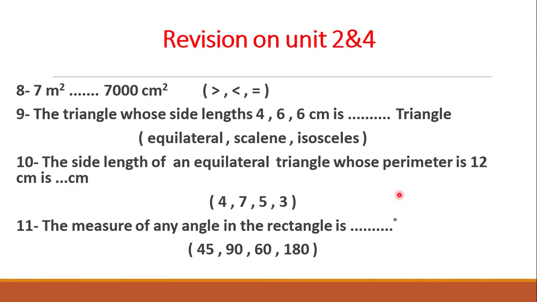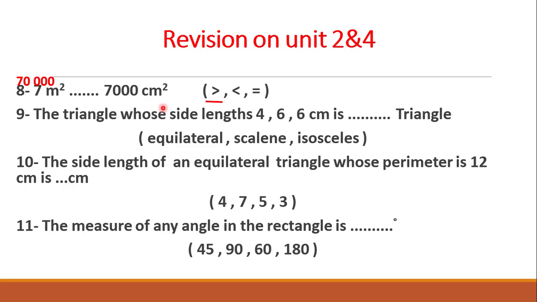Number 8. 7 meters squared and 7,000 centimeters squared. From meter to centimeter, we will multiply by 100. But here we have meter squared and centimeter squared, so I'll multiply by 100 times 100. It means 10,000. So 7 meters squared equals 70,000 centimeters squared. So the suitable sign is greater than.